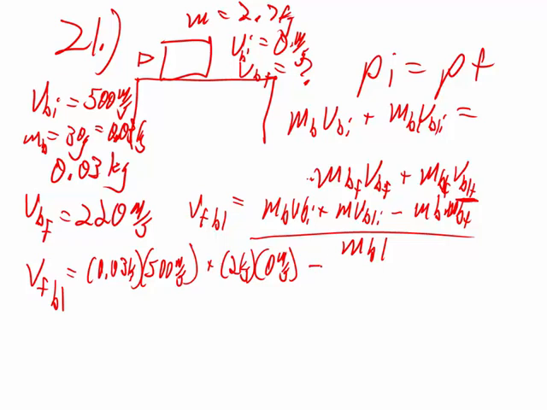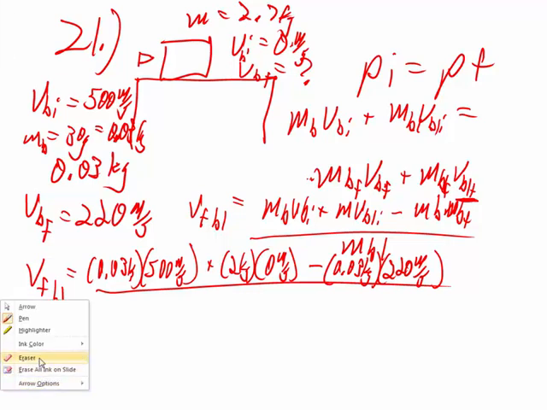Minus the mass of the what? Bullet, which is 0.03 kilograms, times the final velocity, which was 220. All divided by the mass of the block, which is what? 2 kilograms? Why did I say 2? It's 2.7. There we go.